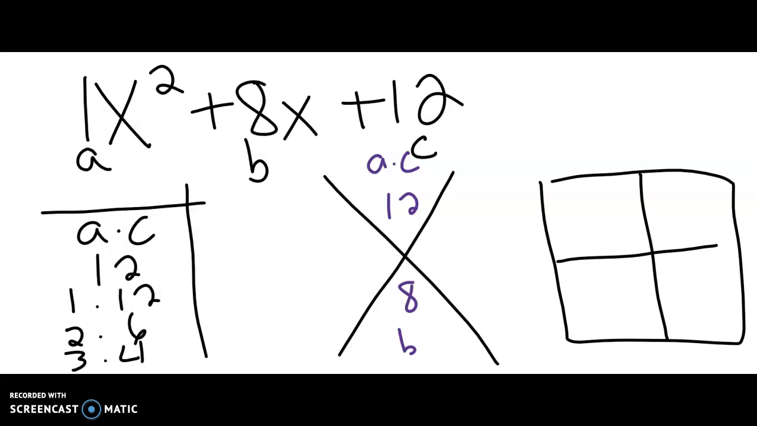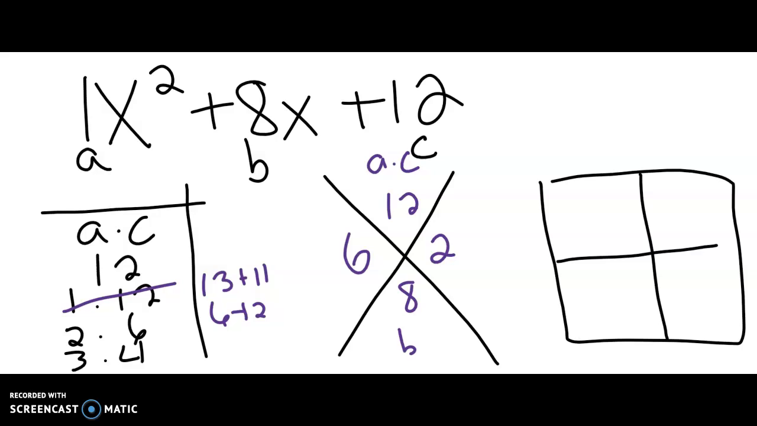Now, what times what multiplies together to get 12, but when added or subtracted gives us 8? So 1 and 12 doesn't work because when we add 1 and 12, 1 plus 12 is 13, and if we were to subtract them, that would be 11. That doesn't give us 8. So 1 and 12 doesn't work. 6 and 2. If we add 6 plus 2, that gives us 8. There it is. 6 plus 2 is 8. So we're going to put a 6 and a 2. The order of that does not matter.